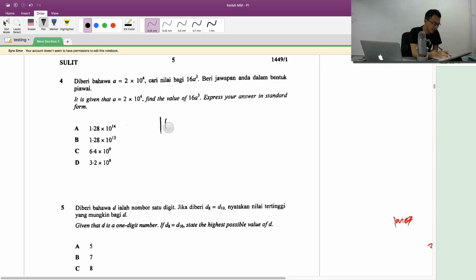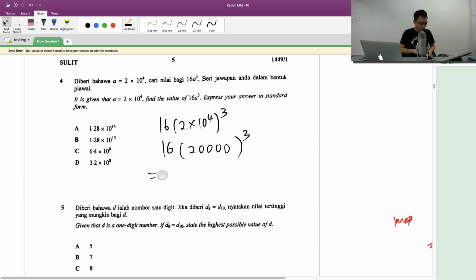So this one basically is 16 multiply a power of 3. A is this one, right? Power of 3. So if you're not sure how to multiply this one, you can change it into the number. Power of 4 means add four 0s here, so 20,000, then power of 3, then you use the calculator. The calculator should tell you it is 8 multiply 10 power of 12.